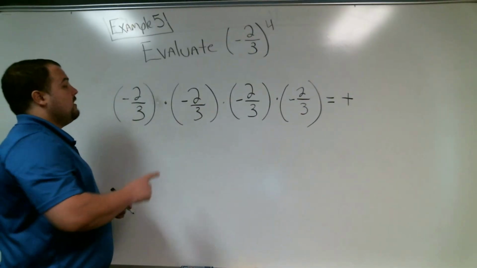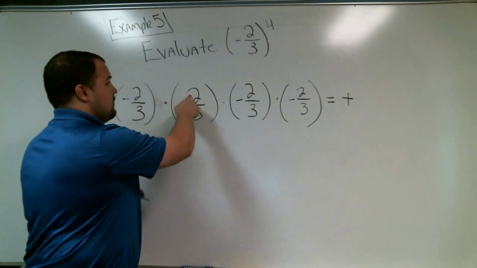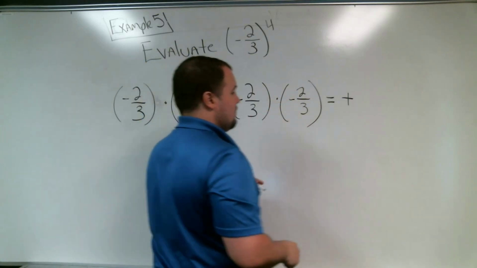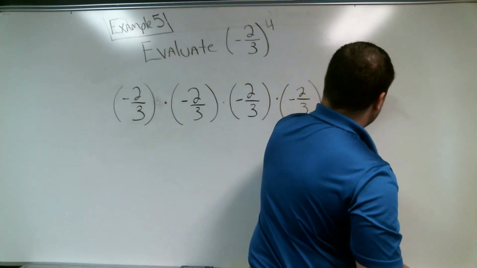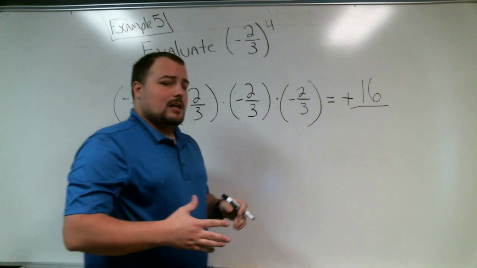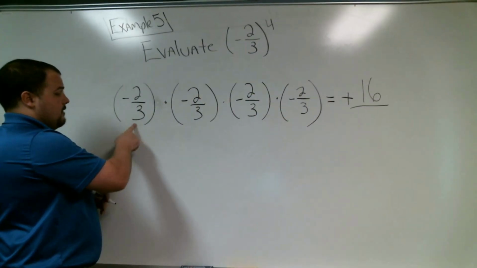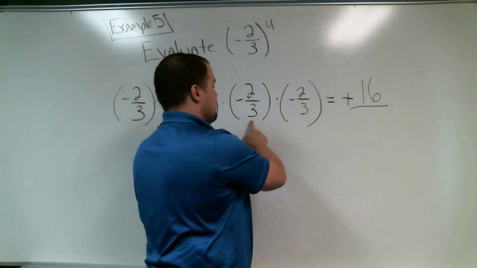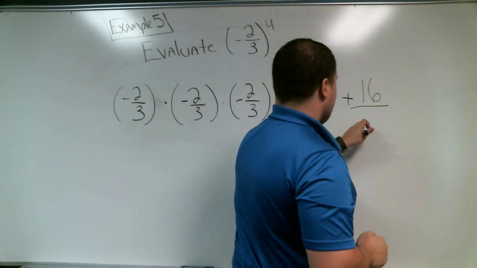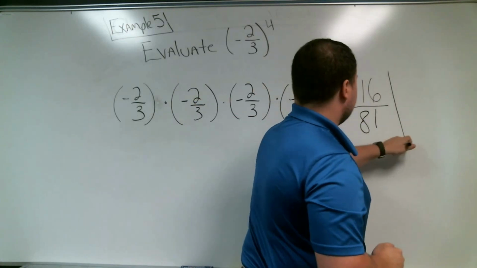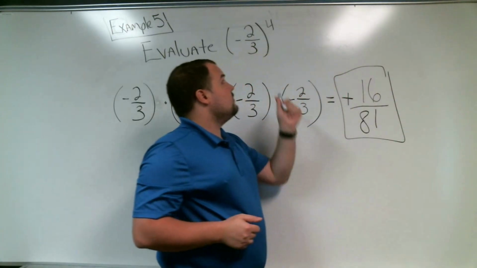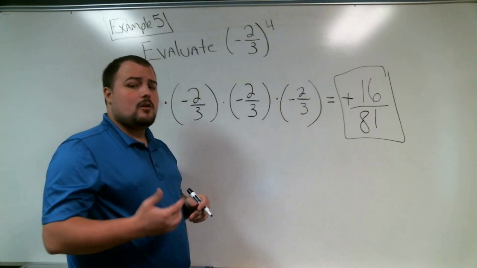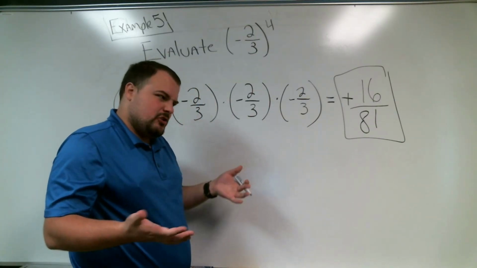Now we're going to go ahead and multiply these numbers. 2 times 2, that's 4. 4 times 2, that's 8. And 8 times 2, that's 16. So I have a positive 16. Now I figure out the denominator. 3 times 3, that's 9. 9 times 3, that's 27. 27 times 3, that's 81. So my final answer of negative 2/3 to the 4th power is actually equal to 16 over 81, or 16/81.